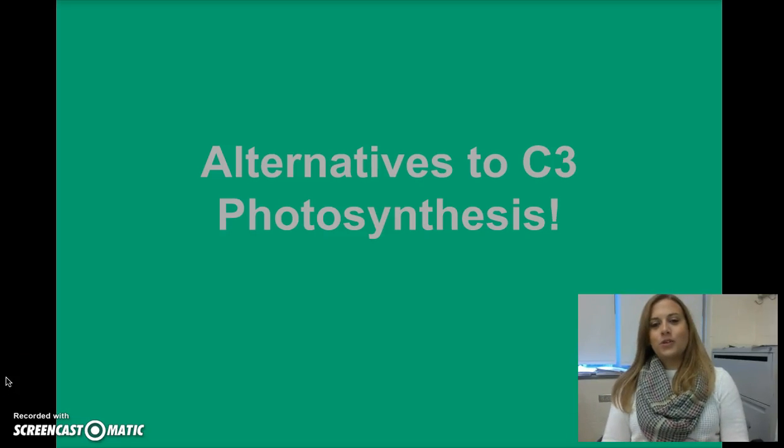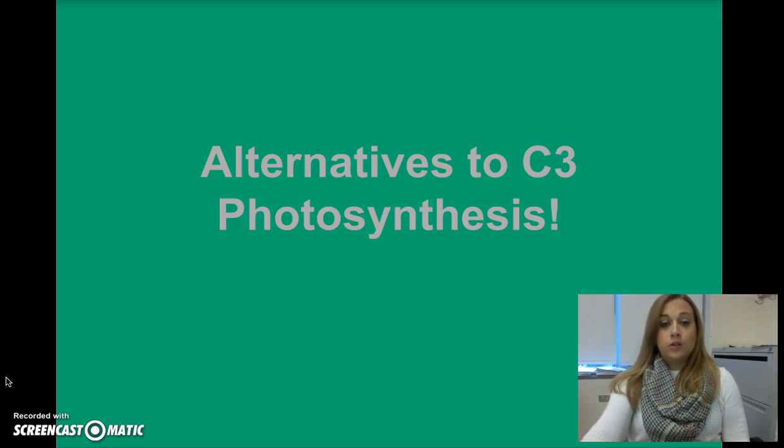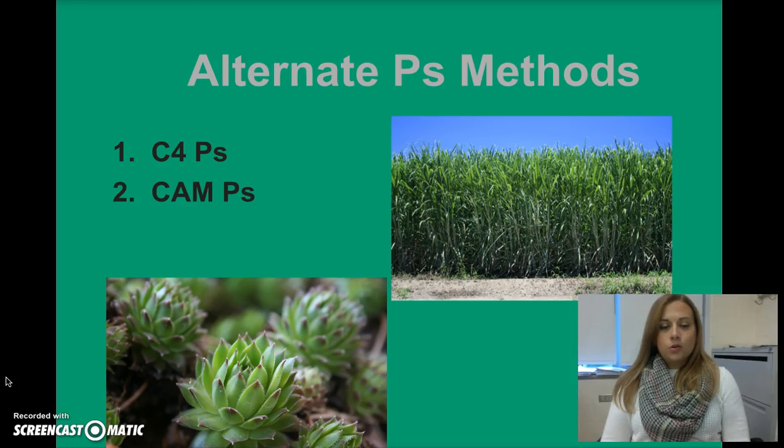Hey everybody, so we are going to finish up talking about photosynthesis today, and we are going to look at some alternative types of photosynthesis compared to what we've been discussing so far. So our alternative photosynthesis methods are called C4 photosynthesis and CAM photosynthesis.